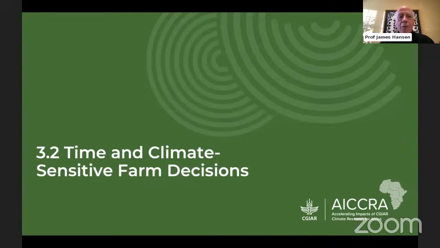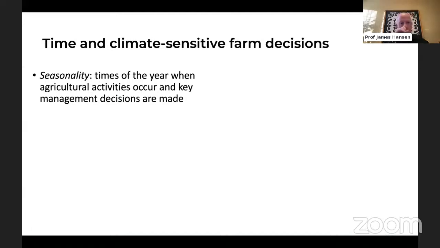Time is important for agriculture, and time is important for understanding climate and climate services. There are two important aspects of time that I'd like to highlight that have implications for climate services. First is seasonality. This refers to the times of year when agricultural activities occur, when key management decisions are made. Agriculture tends to follow an annual cycle, and that cycle is closely linked to the climate.